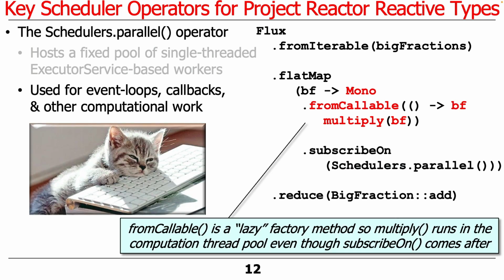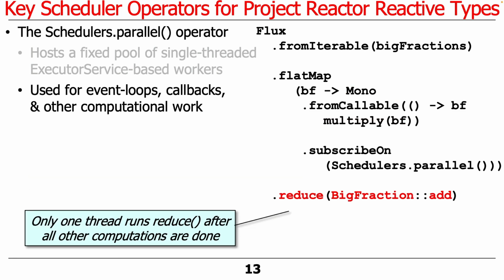Notice, by the way, this is very important to remember, from callable is a lazy factory method. So the multiply operation you see here runs in the computation thread pool, even though the subscribe operator comes afterwards. This is a little bit confusing at first. I know when I first was exposed to this with Project Reactor and RxJava, I was like, how is that working? That doesn't make any sense, because subscribe on is coming later. But remember, subscribe on applies to everything up the pipeline of operators that are being called. So it also applies up here. Non-intuitive, but that's the way it works.